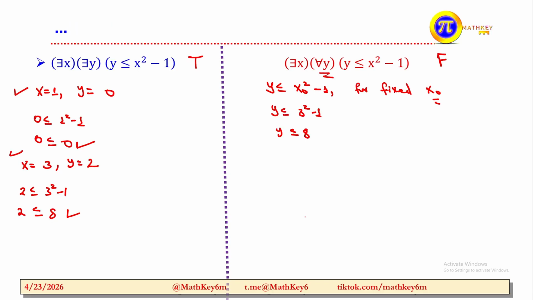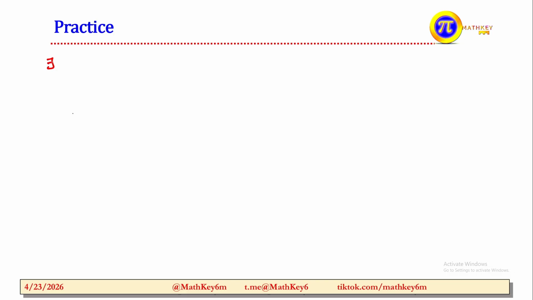Let's add the same problem. There exists x for all y, because here y is greater or equal x square minus 1. We can consider this. What about the truth value of this? There exists x for all y, y is greater or equal x square minus 1. Is it true or false? What can you say about this? It is true. Why is it true?